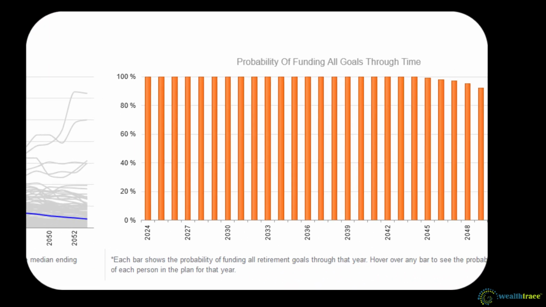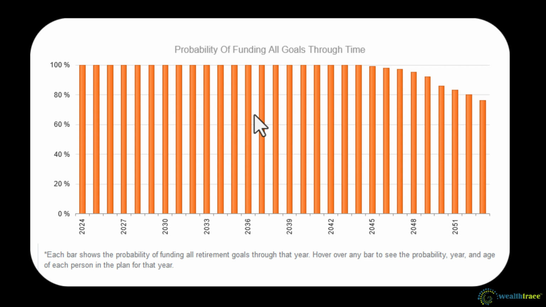We also show you the probability of funding all your goals through time. You can see it's 100% until this couple gets older, then it drops. This is one way to look at your probability of success given certain life expectancies.